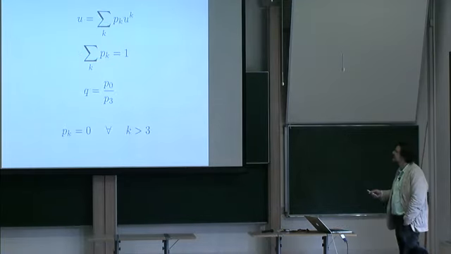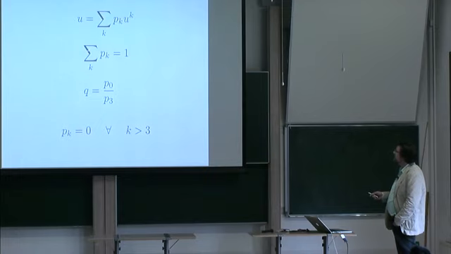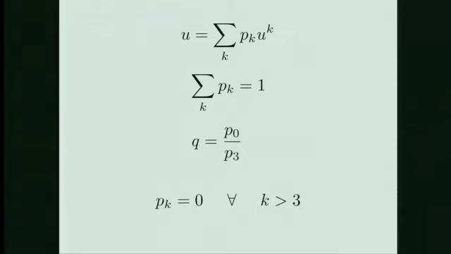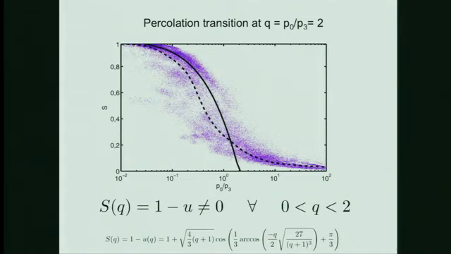So now you take the self-consistent relation and the normalization condition, assume that all pk vanish for k larger than 3, and solve it for that ratio p0 over p3. What you get is a cubic equation which you can solve exactly. And bingo, here's the analytic solution. What we're interested in is that it's non-zero for values smaller than 2, and it goes up continuously in a second order phase transition. And it's pretty convincing, at least I think so, that they follow this line.